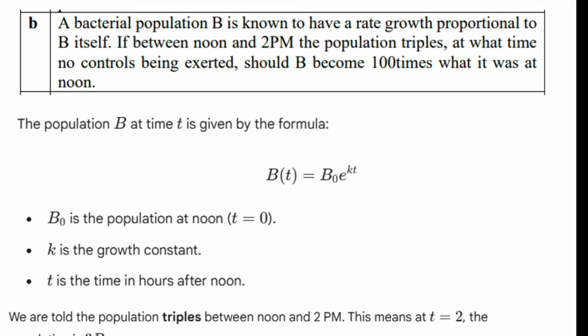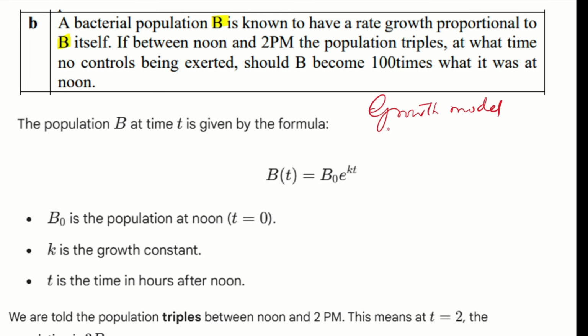Next, question 6b will follow. Here it says a bacterial growth population B is known to have a rate of growth proportional to B itself. If between noon and 2 p.m. the population triples, then at what time, if no control has been exerted, should B become 100 times what it was at noon? So this is the growth model question.